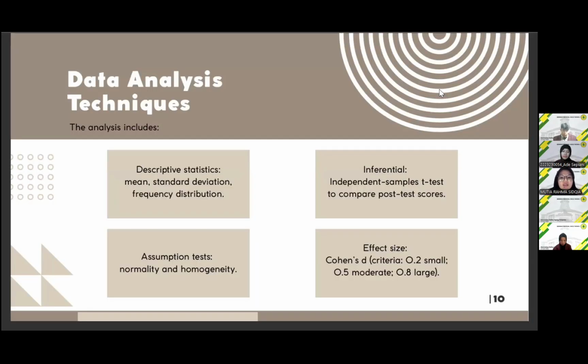And next slide is data analysis technique. The data will be analyzed using descriptive statistics such as mean and standard deviation, and then assumption tests like normality and homogeneity will be conducted. And next, to compare the result, an independent sample t-test will be used. And finally, effect size using Cohen's d will determine how strong the impact is.